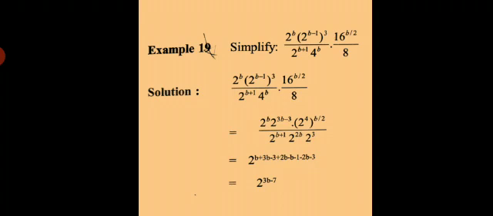Just write out, 16 can also be written as 2 to the power 4. Okay, only the base you change. And 4 can be written as 2 raised to 2, and 8 can be written as 2 raised to 3. Okay. Now in the numerator we have all 2's, and in the denominator we have 2's only. So using the first law of indices, you just add.